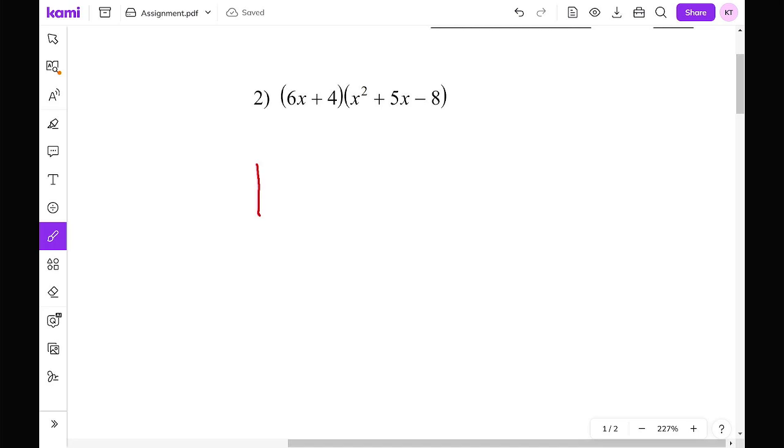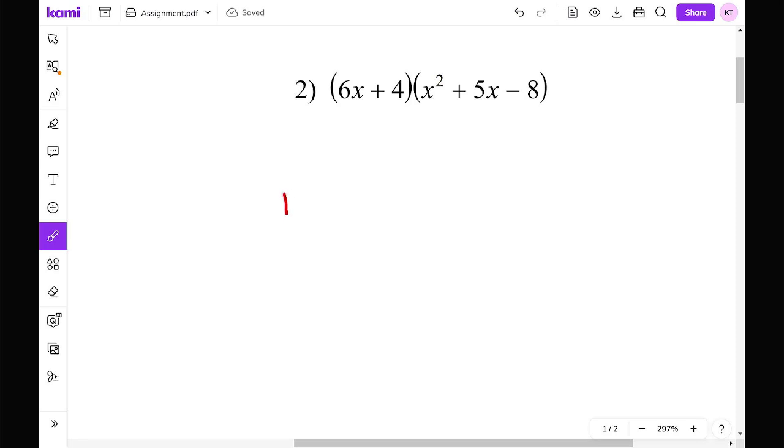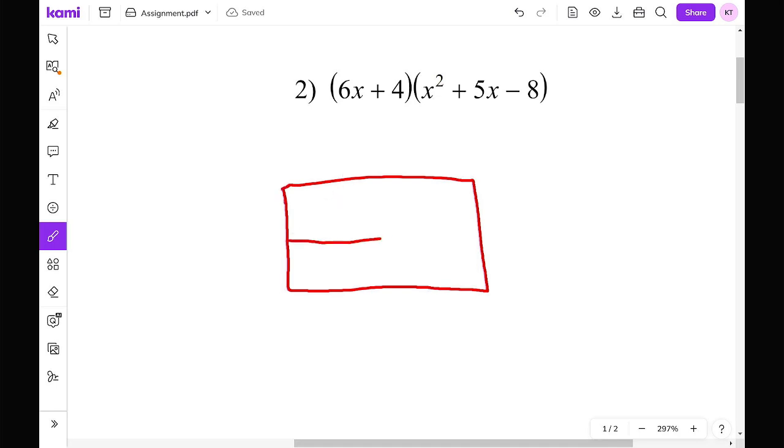I'll set it up like this. So that's my 2, and then 1, 2, 3 boxes here. So on my 2 side, I'll put my 6x and my plus 4. And then on my 3 side, I will have x squared plus 5x minus 8.